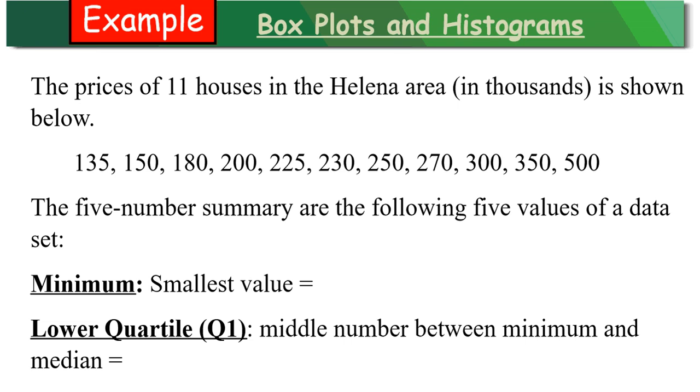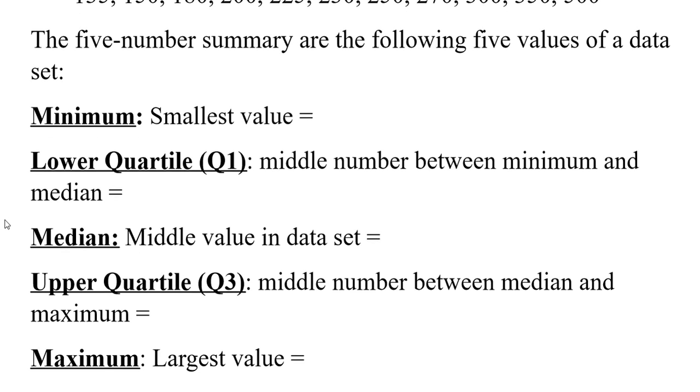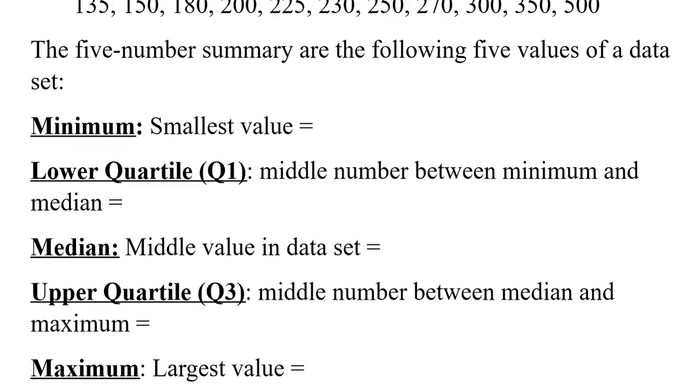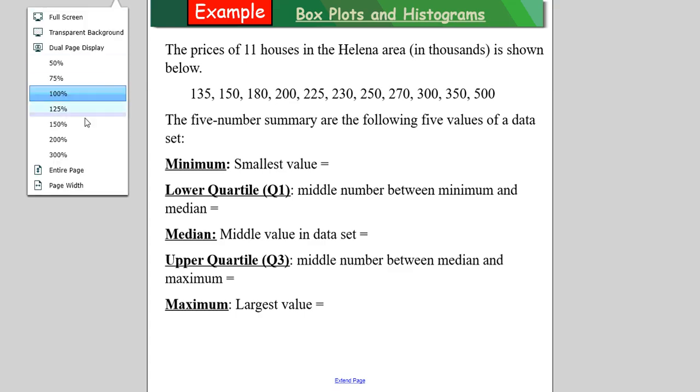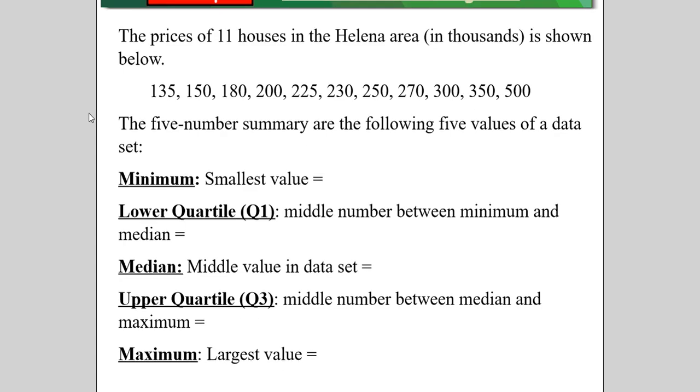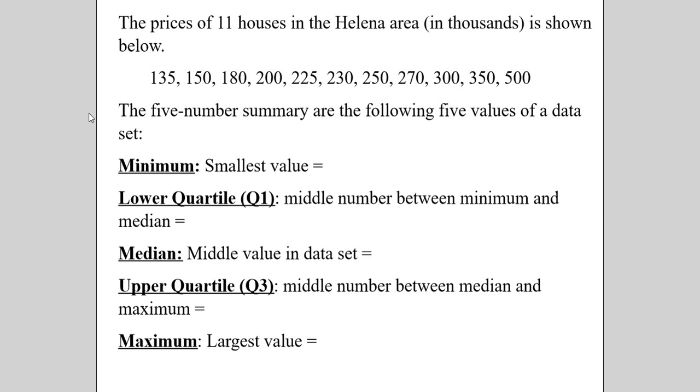So the 5-number summary is called that because it uses 5 numbers from within the data set. So if I look at the data set, the 5-number summary is as follows. The very first number in the summary is the minimum value. In this case, that would be $135,000. Let's jump over the lower quartile or quartile 1 for a second.